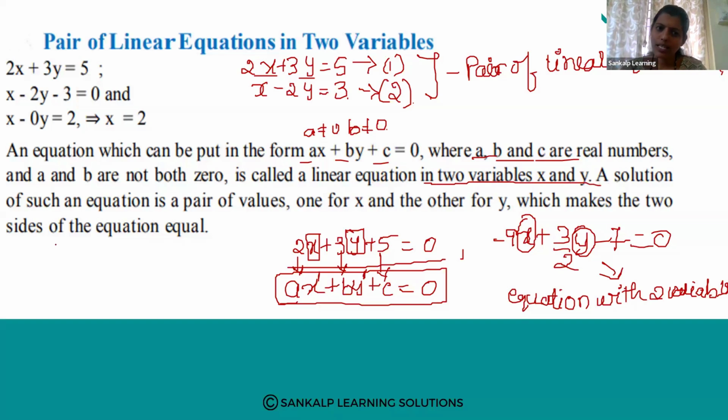A solution of such an equation is a pair of values, one for x and the other for y, which makes the two sides of the equation equal. First we should understand what we mean by a solution, then only can we understand solutions in two variables. What do you mean by solutions? Yes, my dear students, what do you mean by solutions?